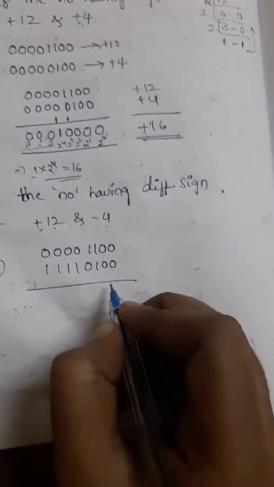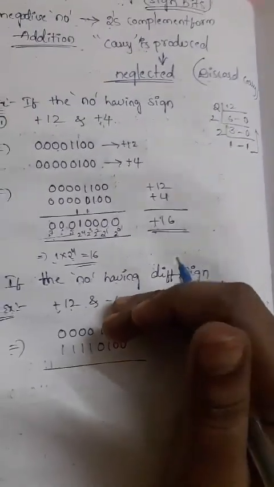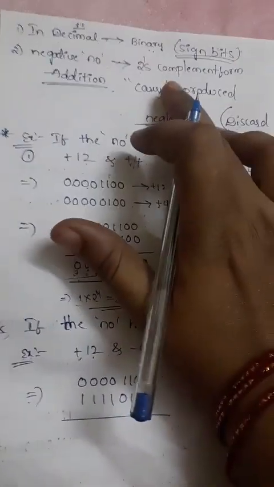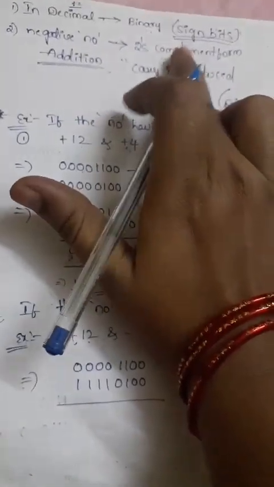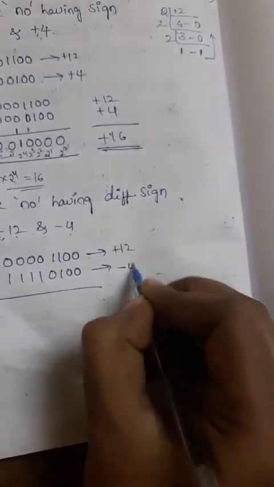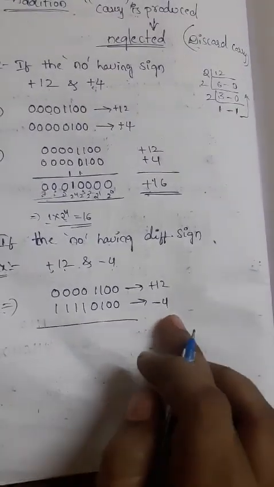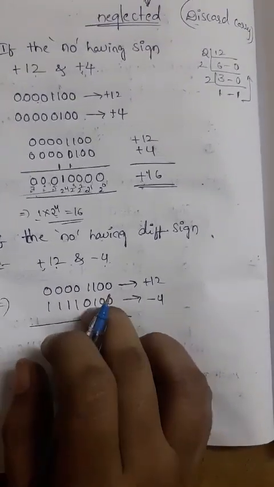Okay, so we need to add these two numbers, but before doing the addition, what is the process here? Whatever negative number we have will be converted into 2's complement first. This is plus 12 and this is minus 4. So here, what is the negative number? That is 4. Now we need to convert this number into 2's complement.